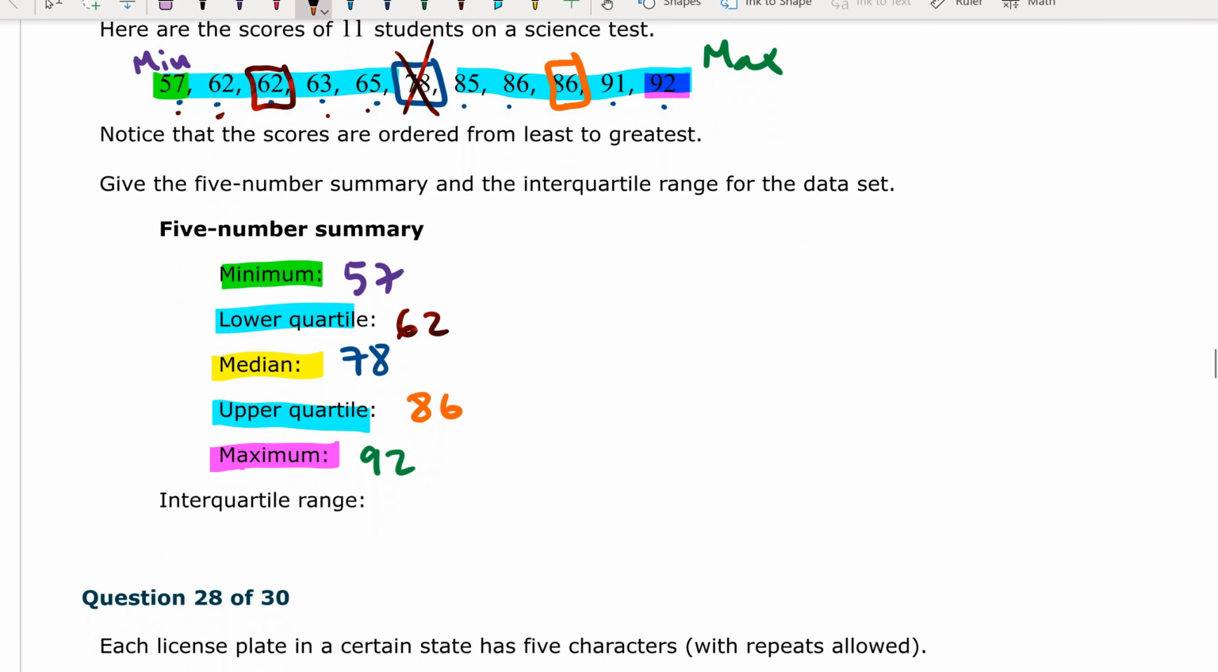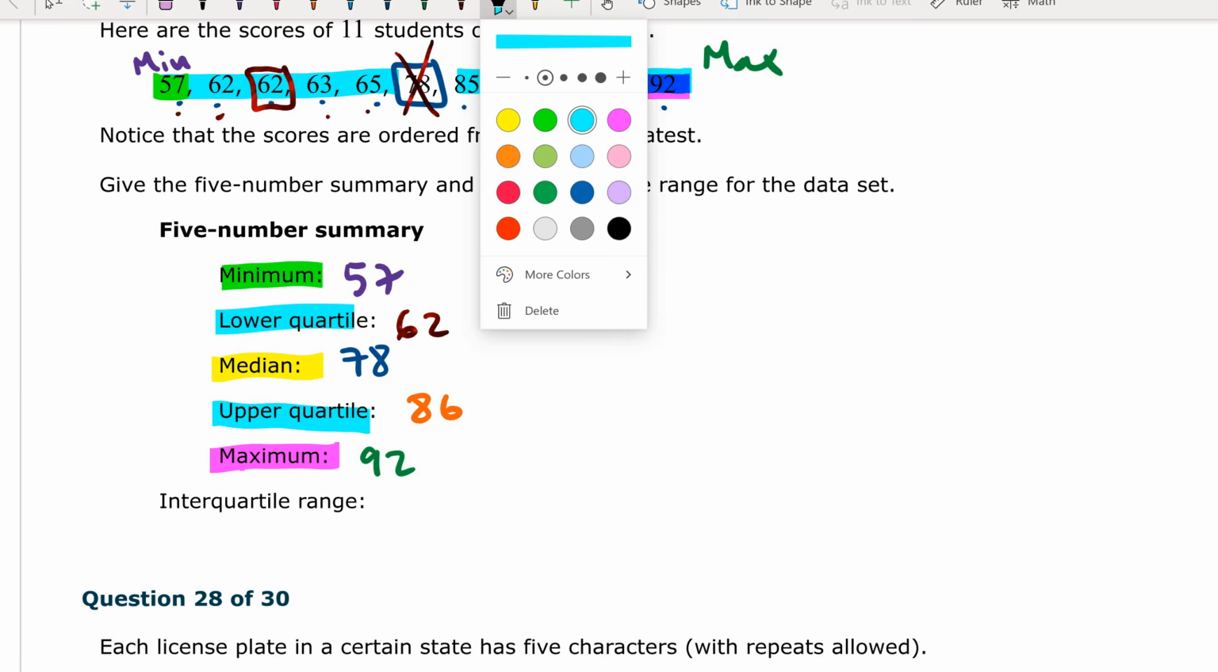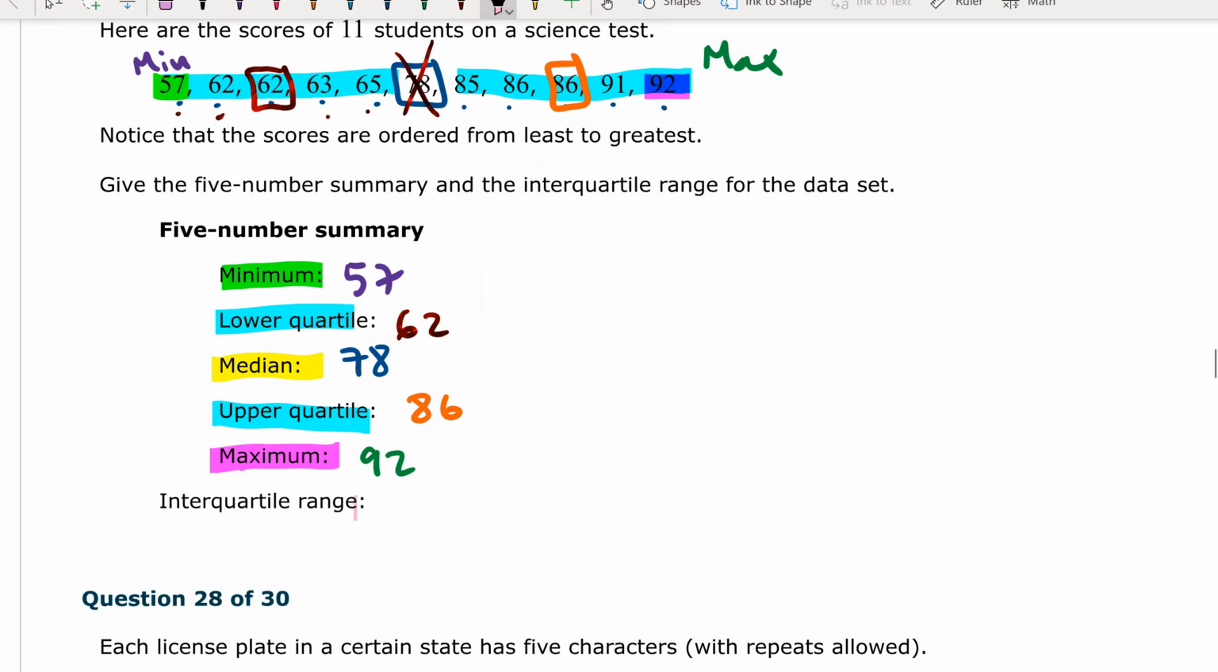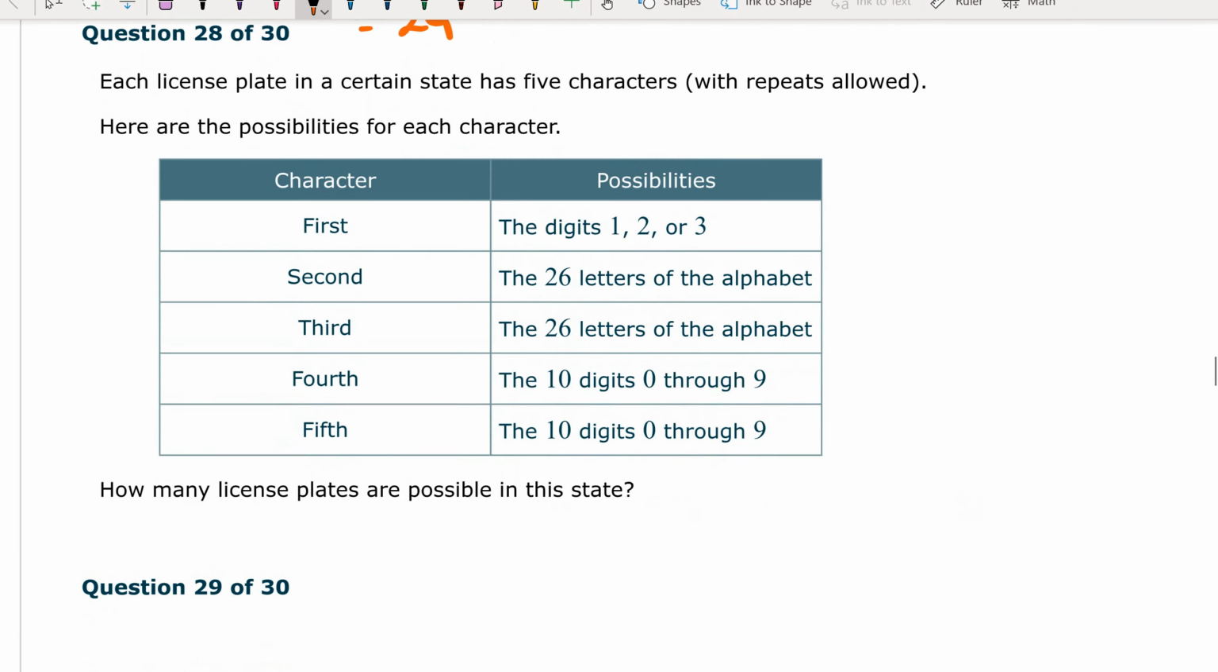Okay. Now interquartile range. If it's the range itself, we know that it's max minus min. But if they involve interquartile, that means you use the upper quartile minus the lower quartile. So the upper quartile is 86 minus the lower quartile, 62. That will give you, I believe, 24. Yeah, 24. Alright, that's it for number 27.